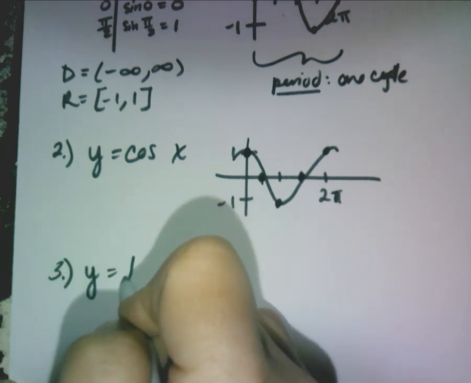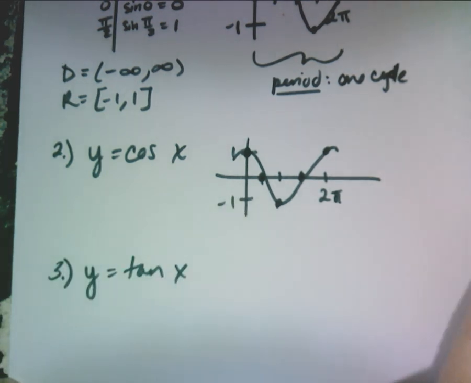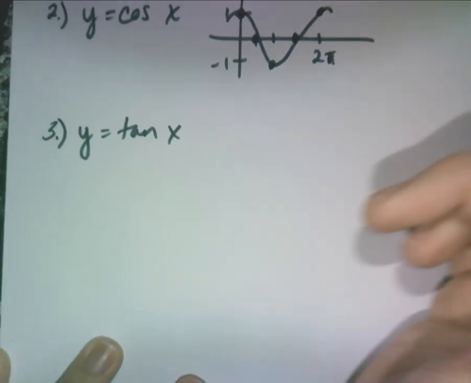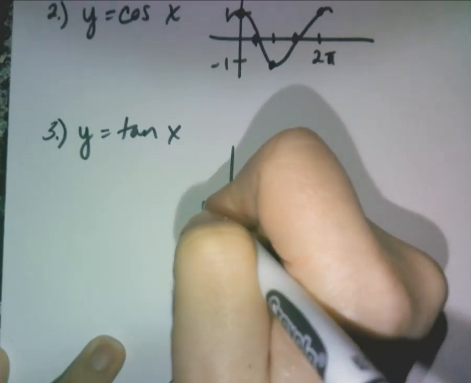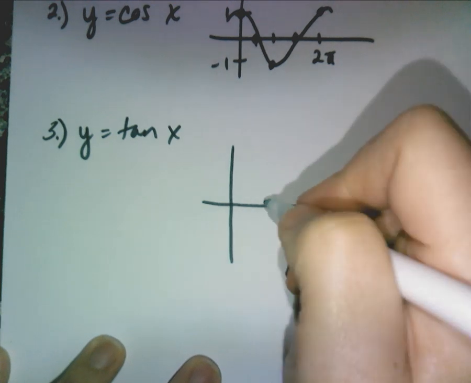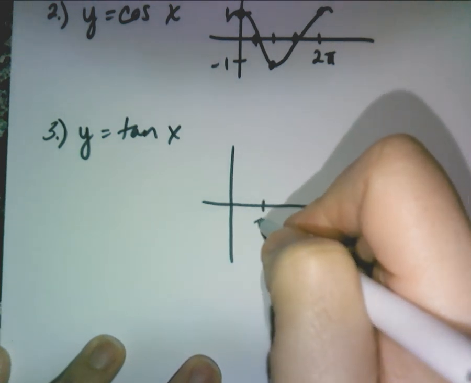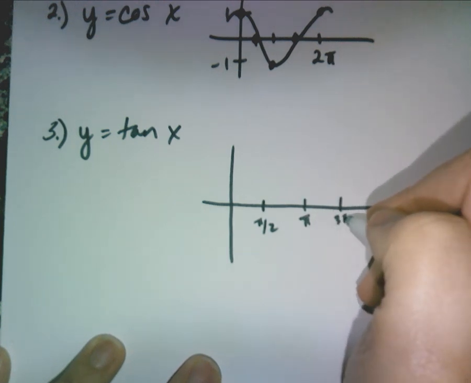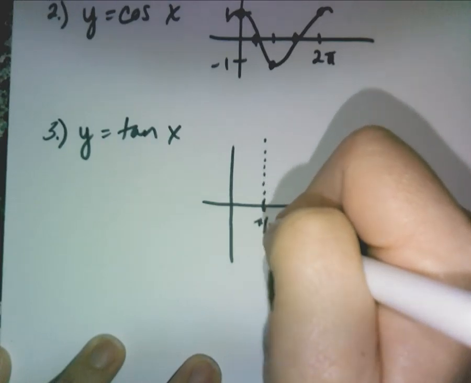Let's do tangent. So tangent is a little different. Tangent, if you recall, has undefined parts to it, right? Where is it undefined? At 90 and 270, right? So at pi over 2, and then here's pi, and then at, we'll say, 3 pi over 2, it's undefined. There's asymptotes here.